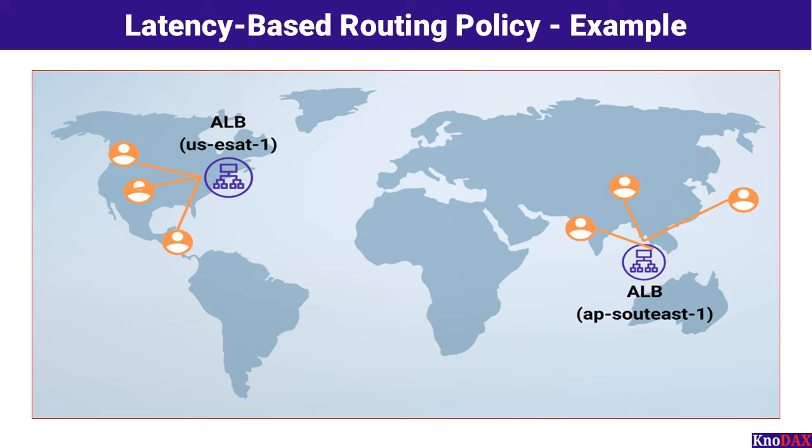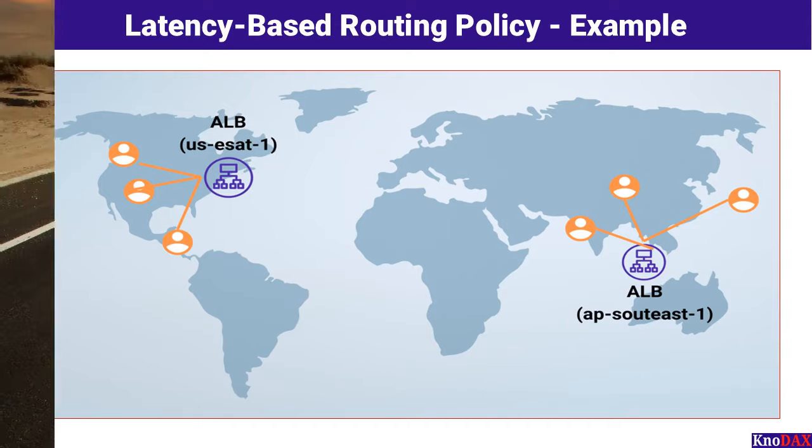Meanwhile, users in Asia are routed to the ALB in AP Southeast 1, ensuring the fastest response times for their region. This policy ensures that users connect to the AWS region with the best performance by minimizing round-trip latency. This improves the overall user experience and makes latency-based routing an ideal choice for applications hosted across multiple AWS regions.